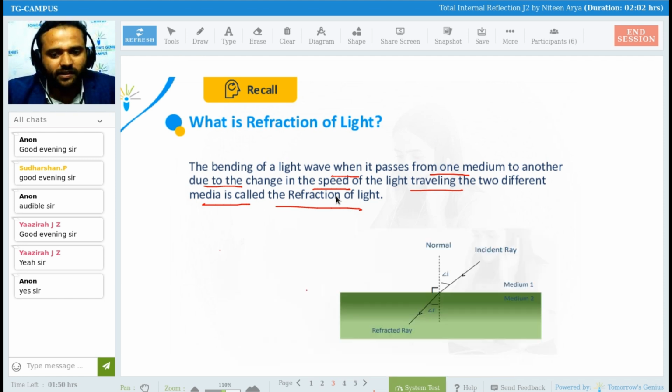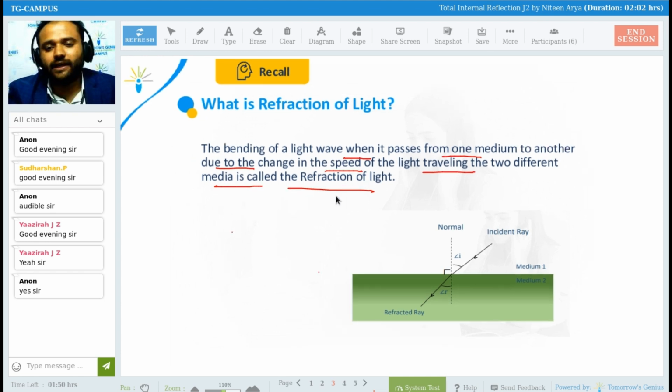Okay, so this is basically again your refraction. As we can see here, whenever a light ray, that is your incident light ray, enters medium 2, which is denser, or any particular medium, it can be denser, it can be rarer. What is a rarer or denser medium? Do you guys remember? Because we already taught that in class 10.